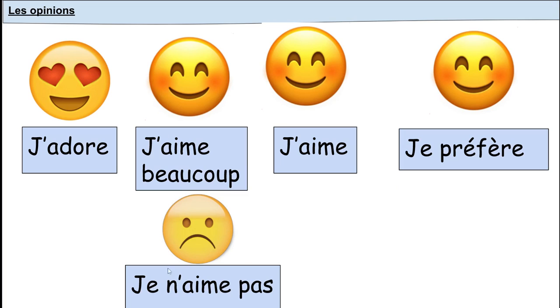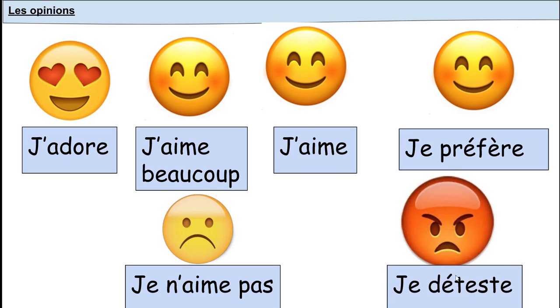So we've got je n'aime pas. If you look, it's very similar to this one. It's got the aim in it, but it's got the n and the pas. This makes it negative. So je n'aime pas and je déteste, very much like the English word for detest, another word for hate. So je déteste, je n'aime pas, je déteste.